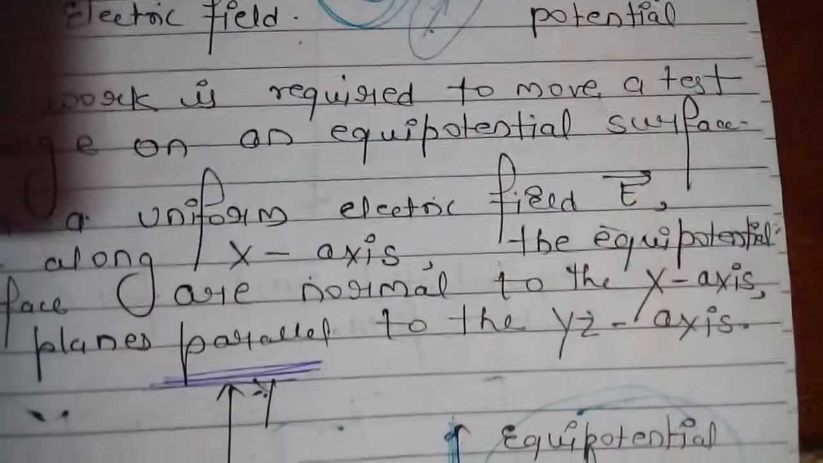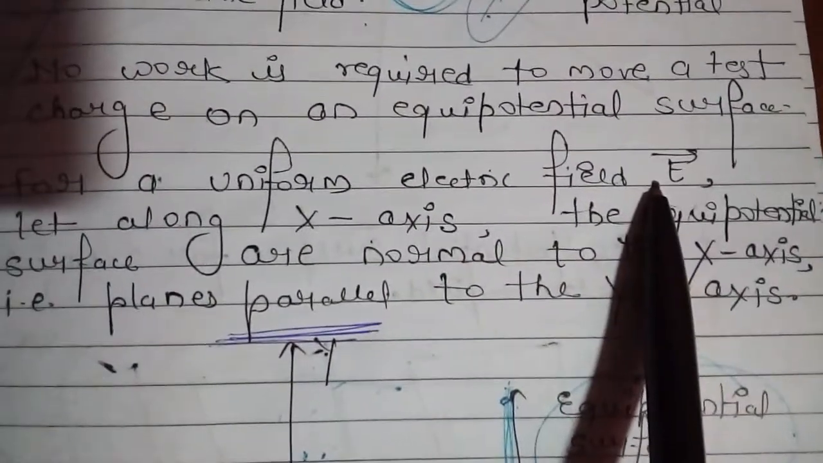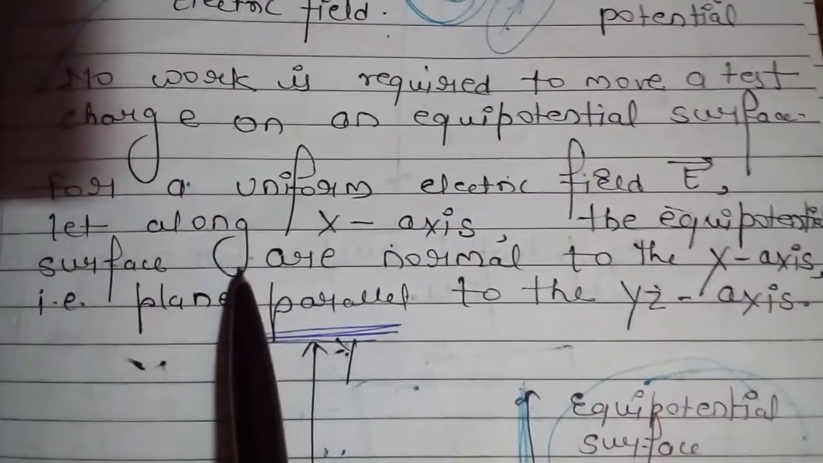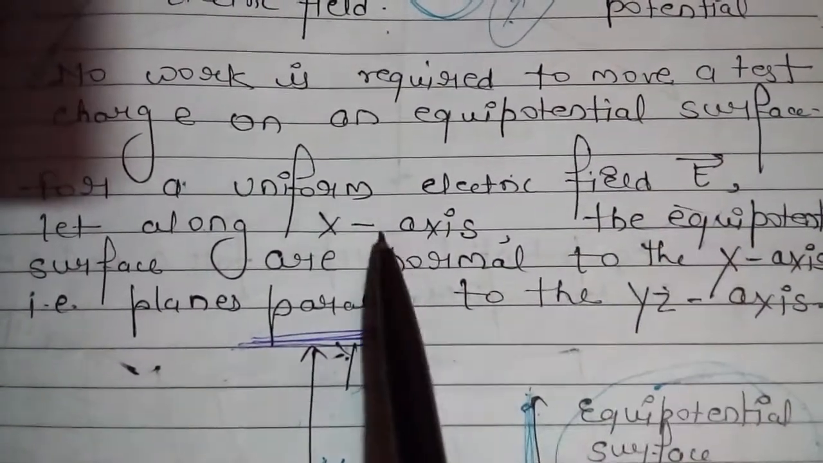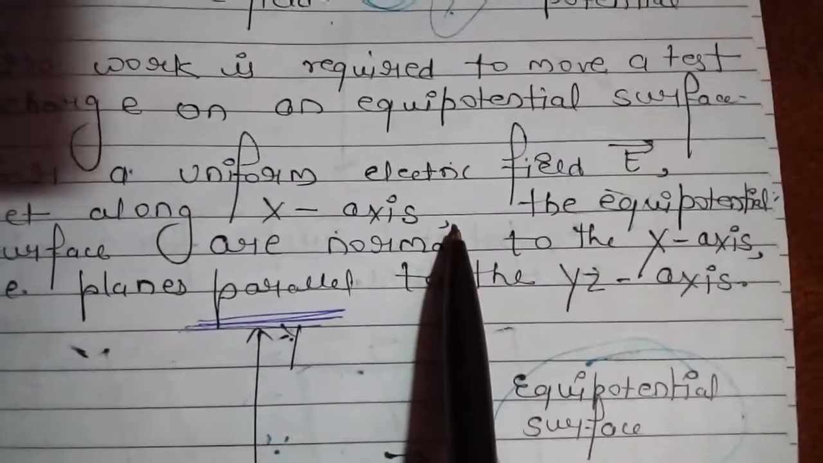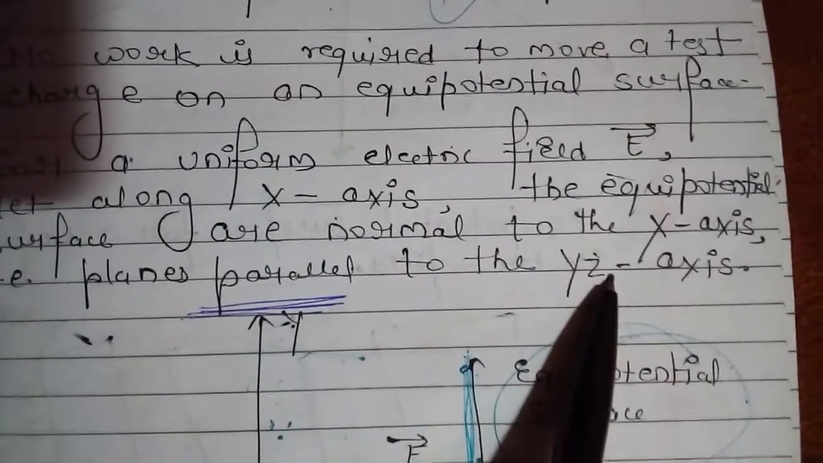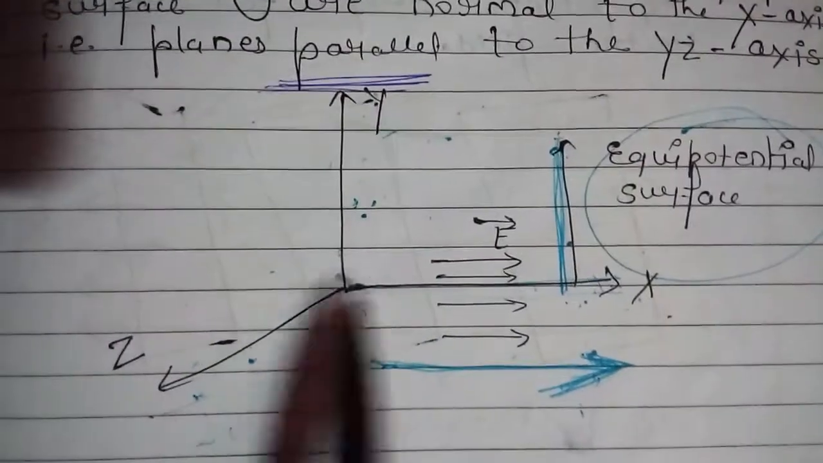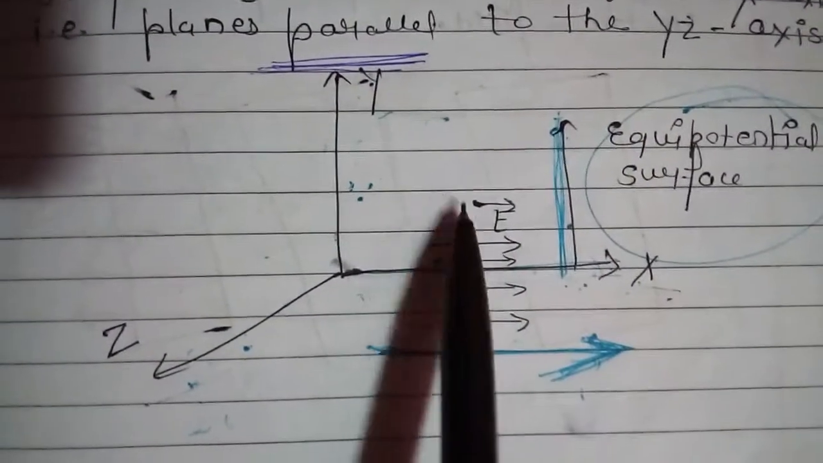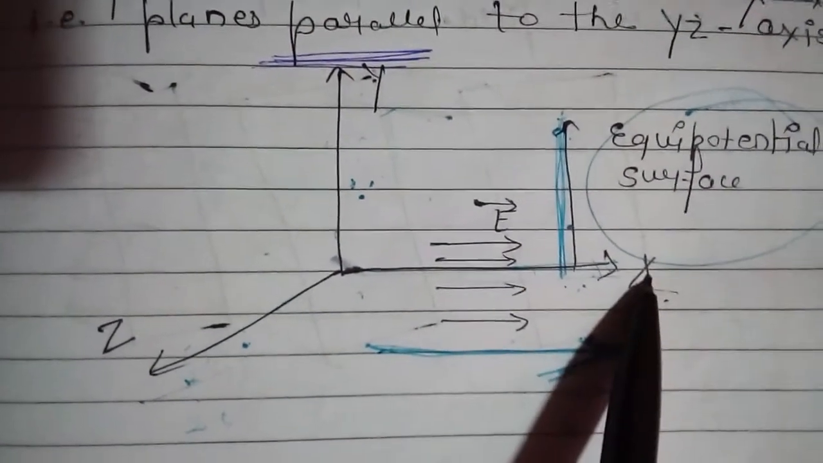Now see what is next. For a uniform electric field: suppose there is a uniform electric field along the x-axis. What is the direction of the electric field? Along the x-axis. Then the equipotential surfaces are normal to the x-axis, that is, parallel to the yz plane. See here, the x, y and z axes are all perpendicular to each other, and suppose there is a uniform electric field parallel to the x-axis.